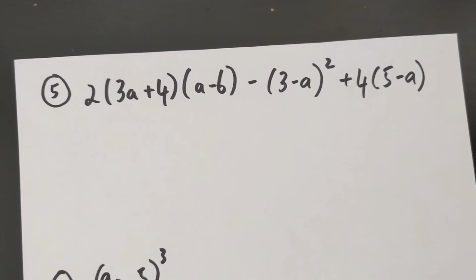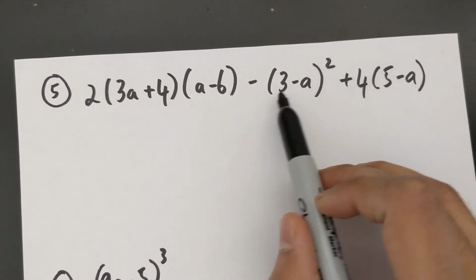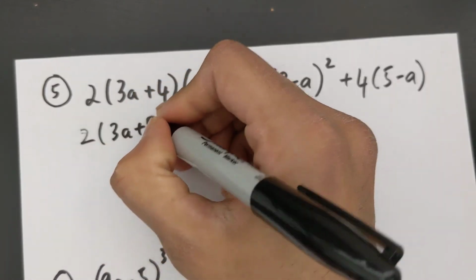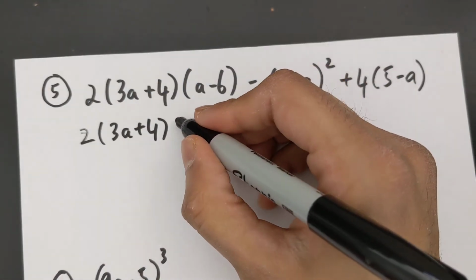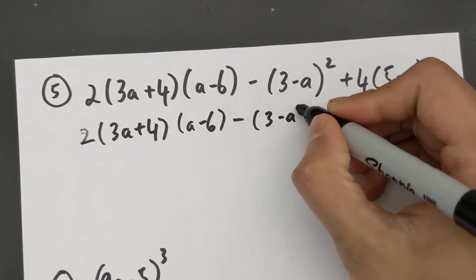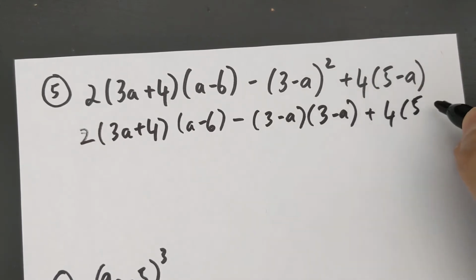Same idea in this one here, it's just a bit more complicated. For this one, the first thing I'm going to do is get rid of that square first. So I'll write most of the equation the same. A minus 6 minus, and here I'm going to split that into 3 minus a, 3 minus a, plus 4, 5 minus a.